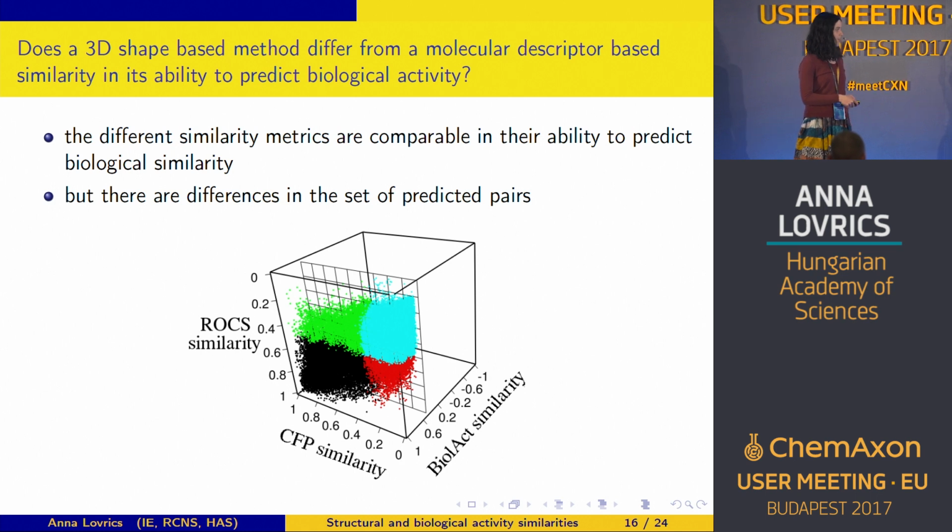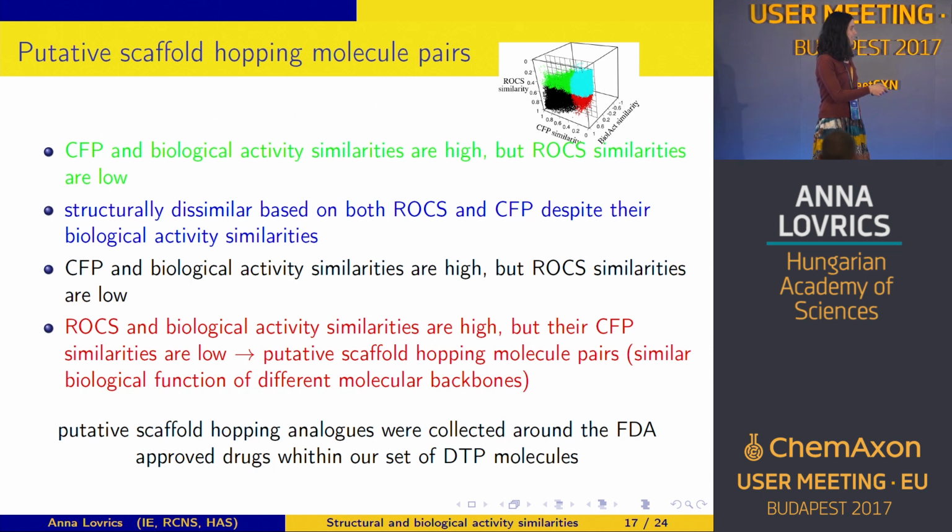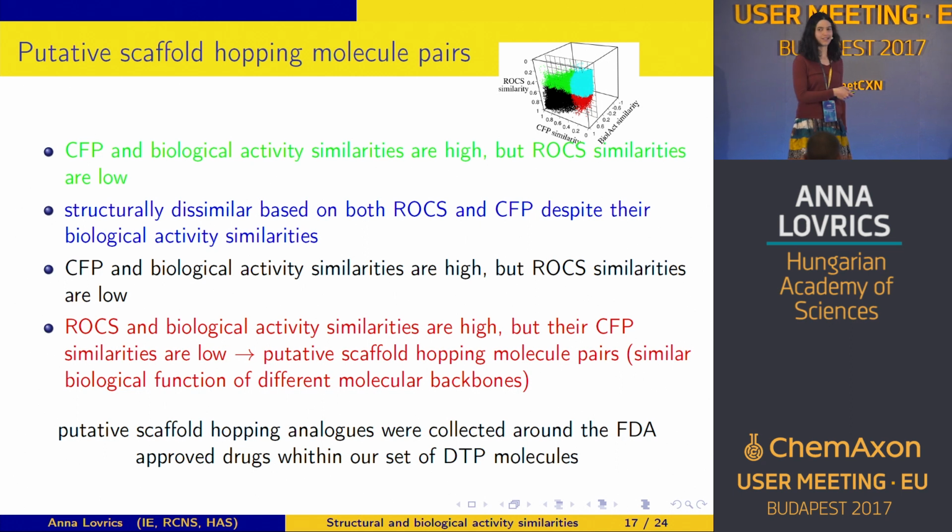So if we plot, again, randomly selected molecular descriptor-based, 3D shape-based similarities and biological activity similarities, then you can see that there will be molecule pairs highlighted in the black ones. Sorry, this is a typo here, which we can say are coherent. So they show a biological activity similarity, and they show similarity based on both structural metrics. So yes, we are happy with that. But what about these other octants in this plot?